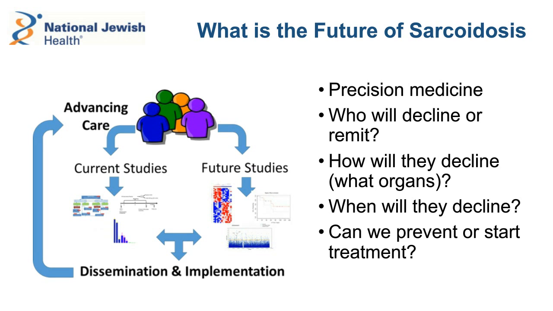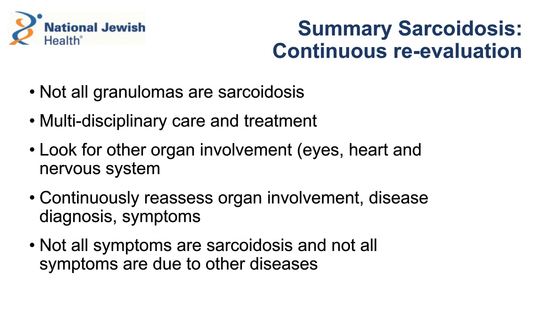So just in summary, not all granulomas are sarcoidosis. Really, this disease requires multidisciplinary care and treatment. And so usually it's a group of doctors, whether it's a radiologist helping look at the x-rays, a neurologist, a cardiologist, and a pulmonologist, or sarcoidosis doctor, sarcoidologist, all working together.